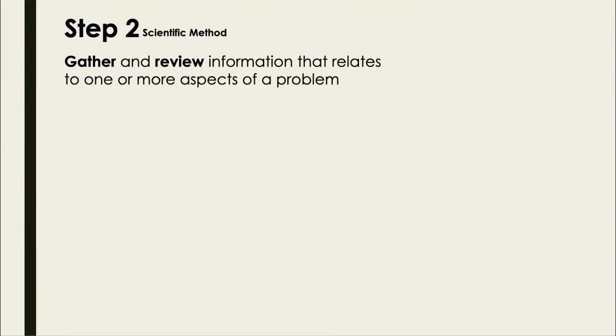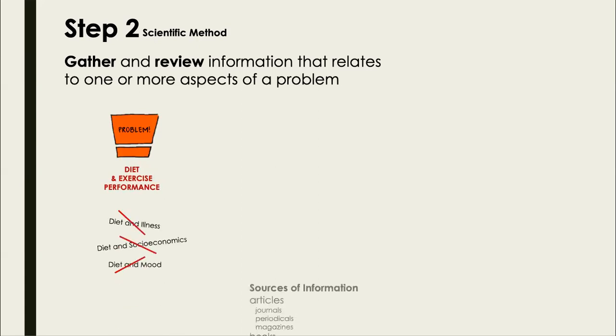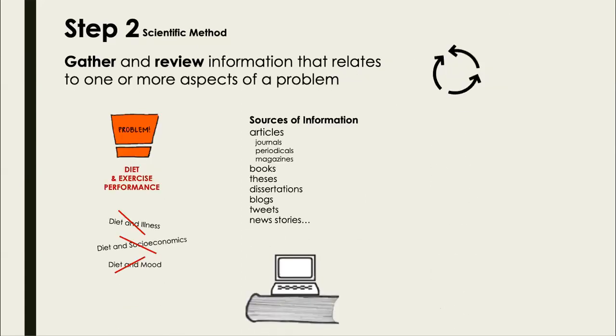So step 2 of the scientific method is to gather and review information that relates to one or more aspects of a problem. Okay, so essentially for this, there's lots of places you can look to find information. There's different types of articles. So for example, there's magazine articles, journal articles, and periodicals.